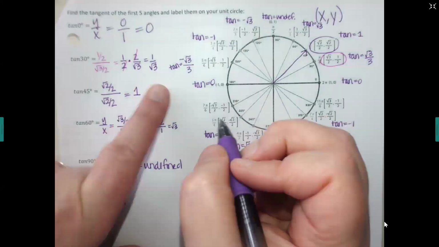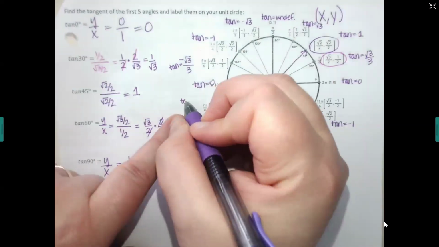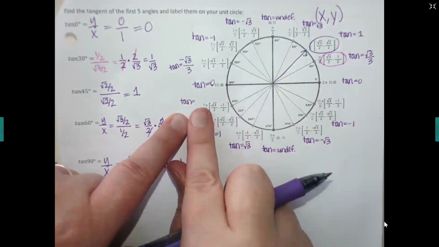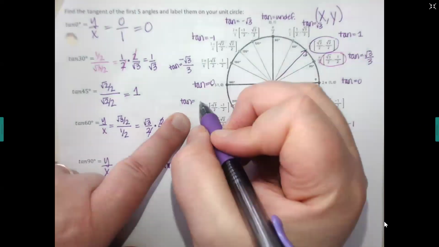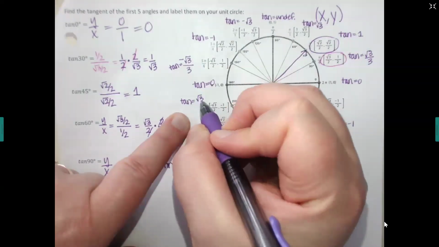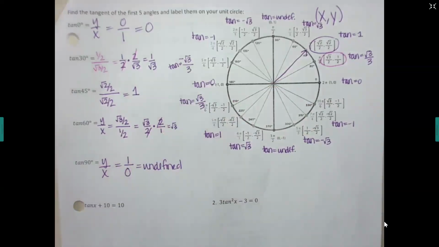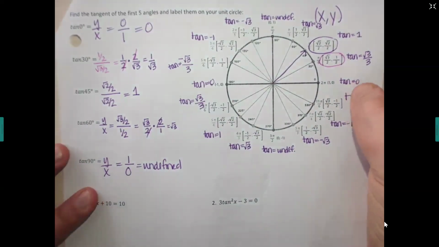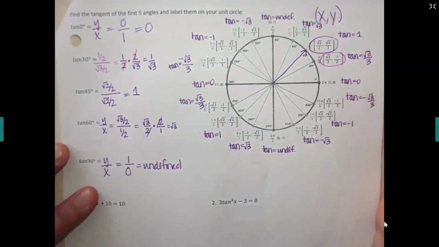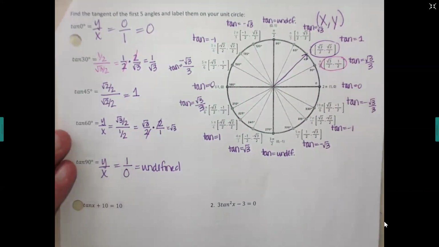Okay, what about in quadrant 3? How would this one come out? Positive or negative for root 3 over 3? Positive. Okay, why is it positive? Because if they're both negative, their negatives cross each other out. Okay, and then last one right here, tan would go back to negative.